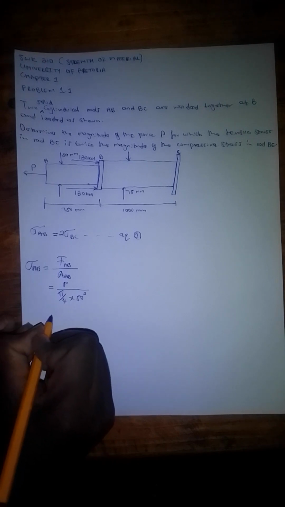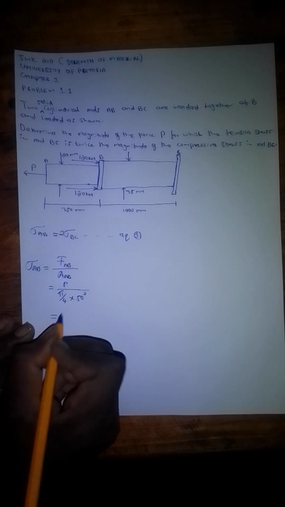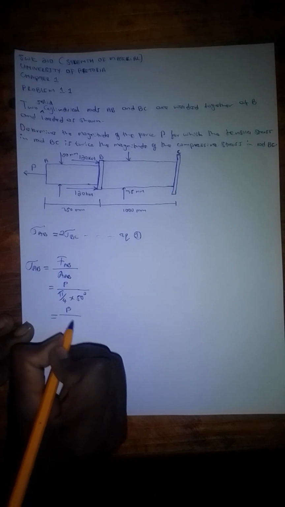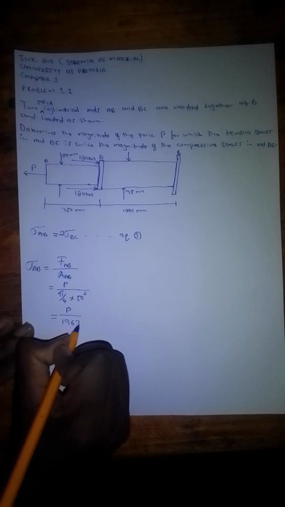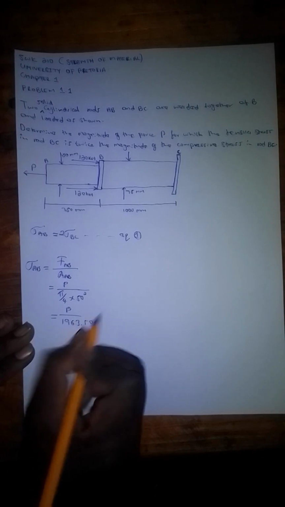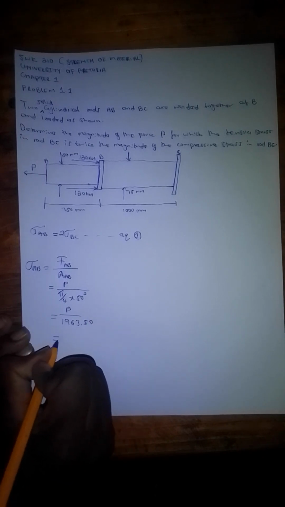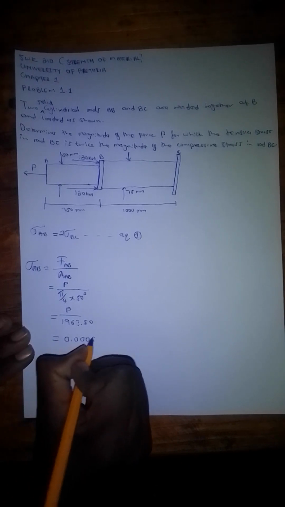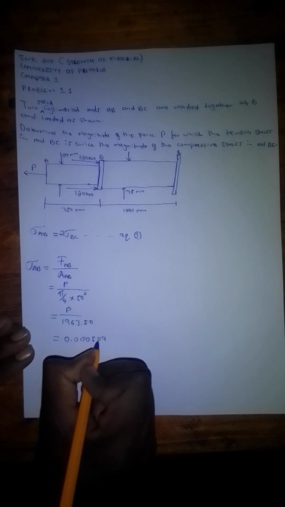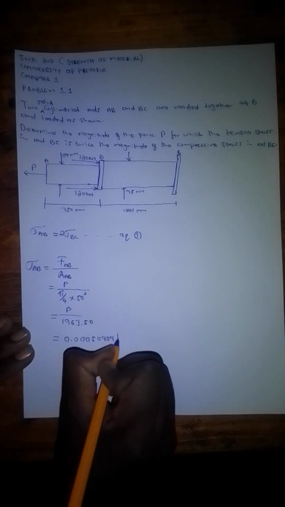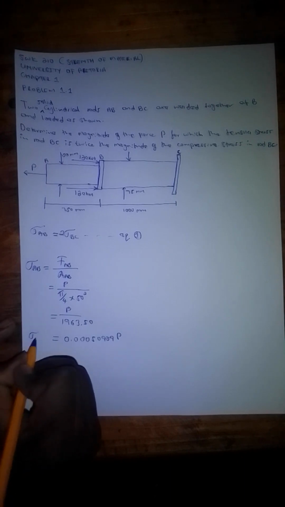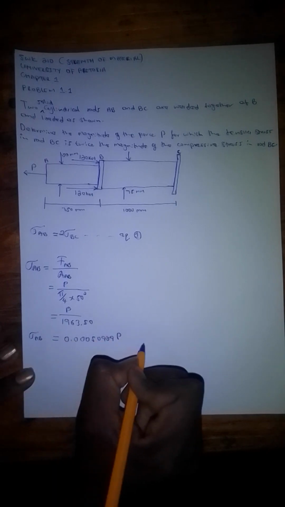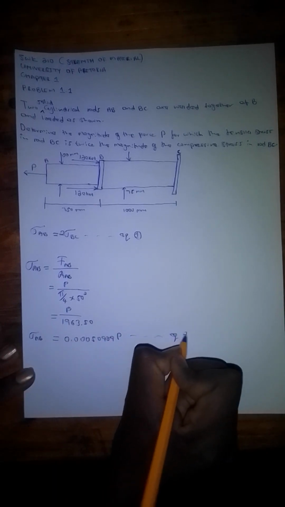Now if you simplify that, you get P over 1963.50, and this equals 0.00050929P. So the tensile stress in AB equals that, and this becomes our second equation.